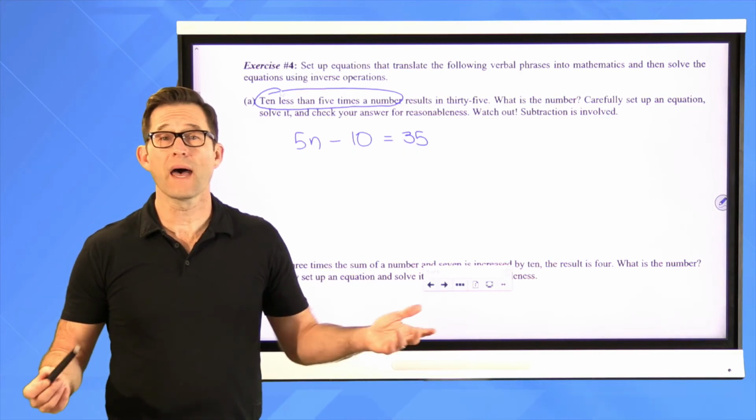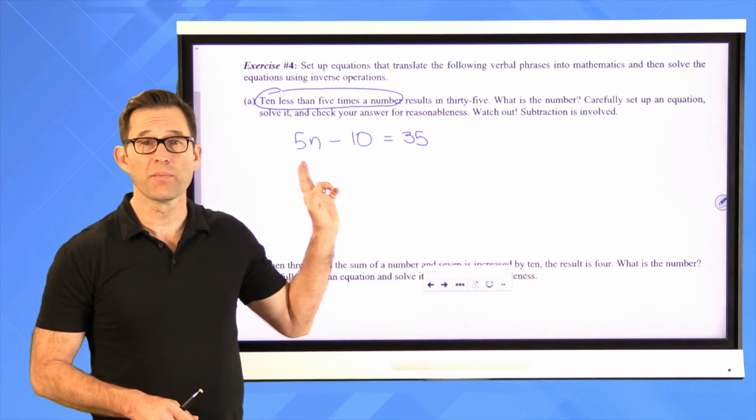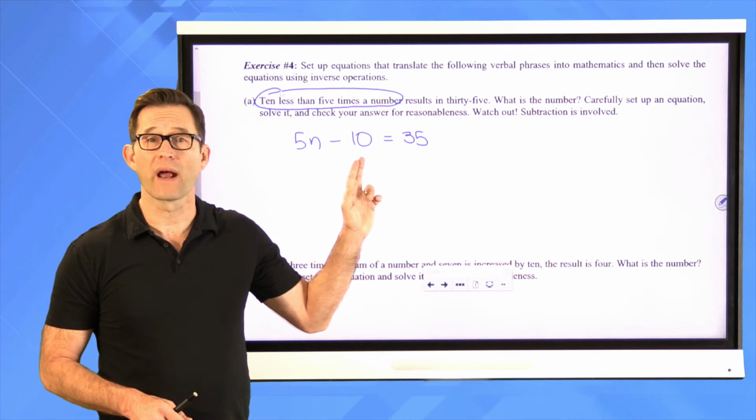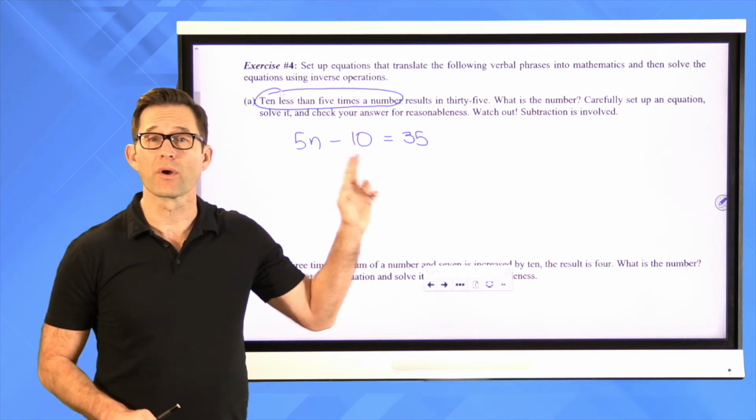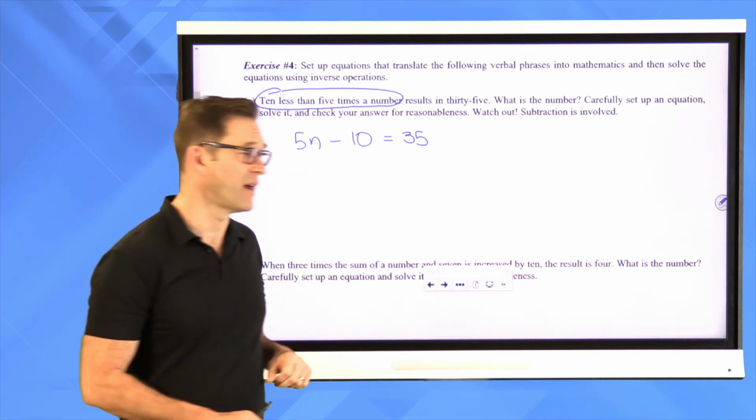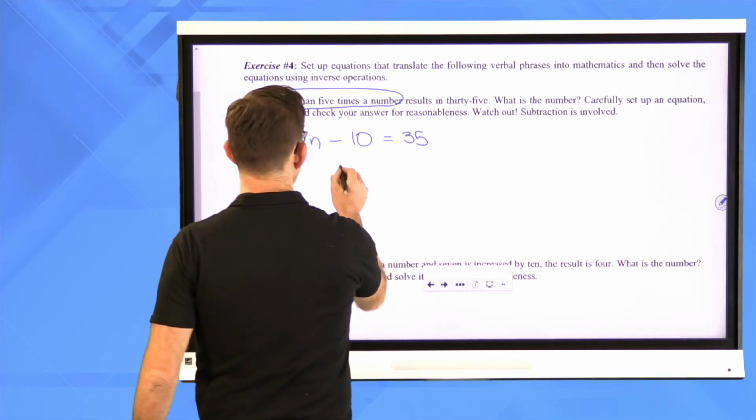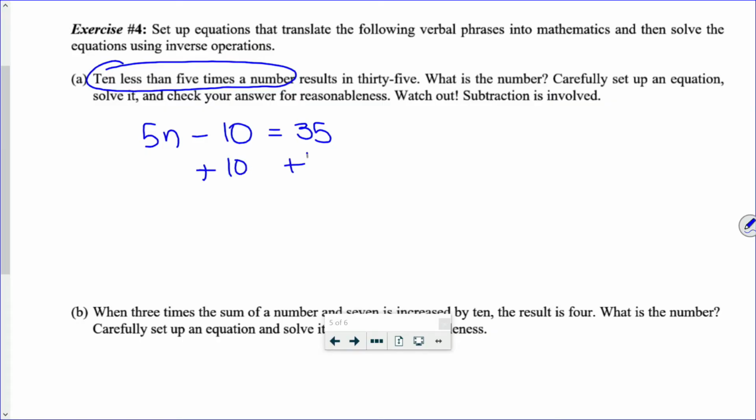All right, well, what's happened to the variable? We've multiplied it by 5, and then we've subtracted 10. So when we undo that, we're going to add 10 and then divide by 5. Here we go. Add 10 to both sides. We get 5n is equal to 45.